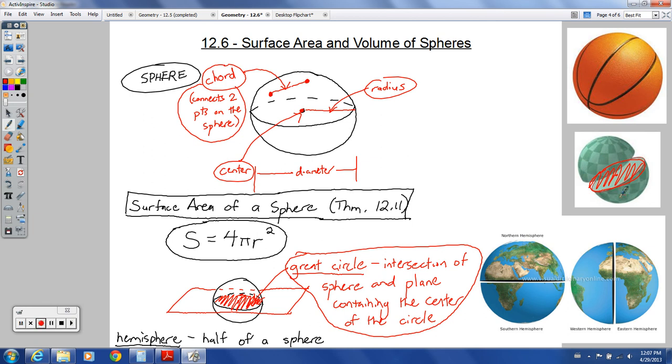I could slice it this way, just like this. You'd have another great circle right there, a great circle right here containing the center. And notice these are cutting the sphere in half.